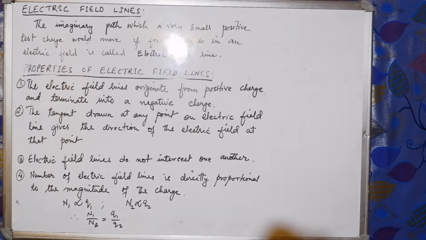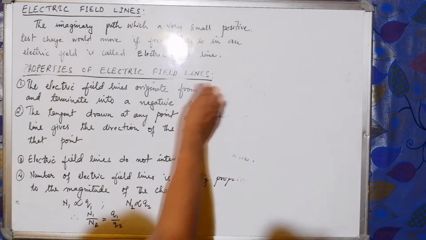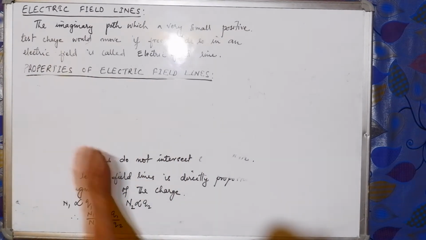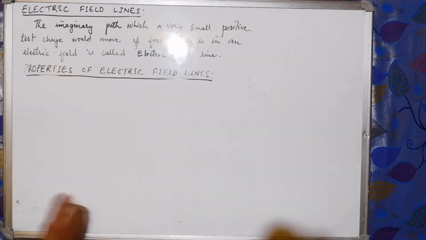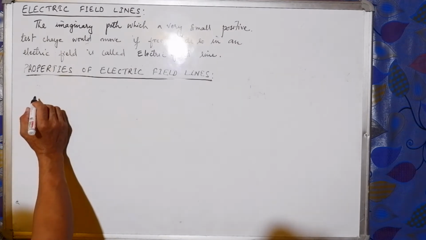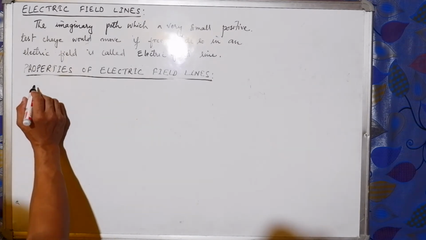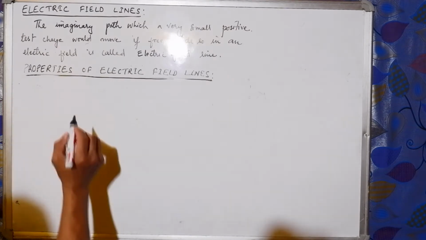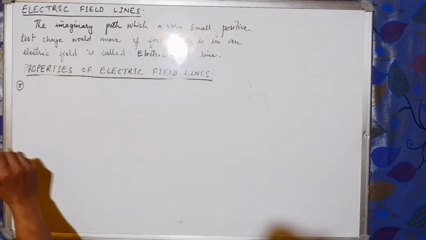Now let us go to the next point. The electric field lines are parallel and equidistant in uniform electric fields. This is number 5 or number 6, I don't remember exactly. Let us write number 5, whatever it is.